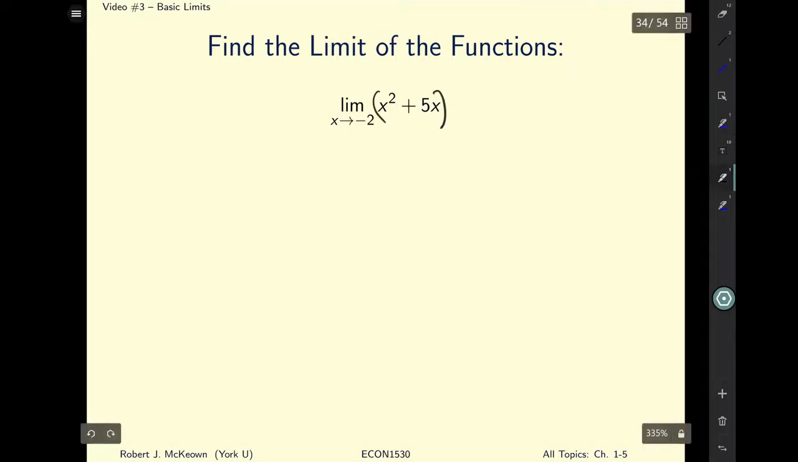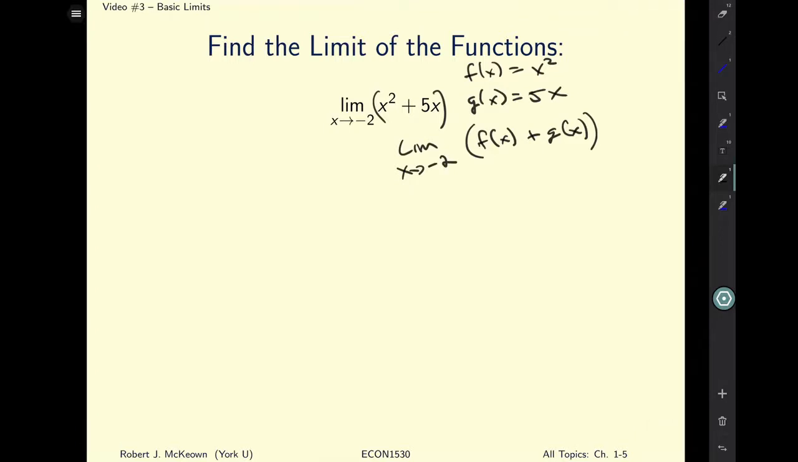function here. Notice that I could rewrite this function as f of x is equal to x squared, g of x is equal to 5x, and then I would have f of x plus g of x, and I'm finding the limit of the whole thing. And so I write that out for you so that you can see the general rule a little bit later. Now, how am I going to solve this?